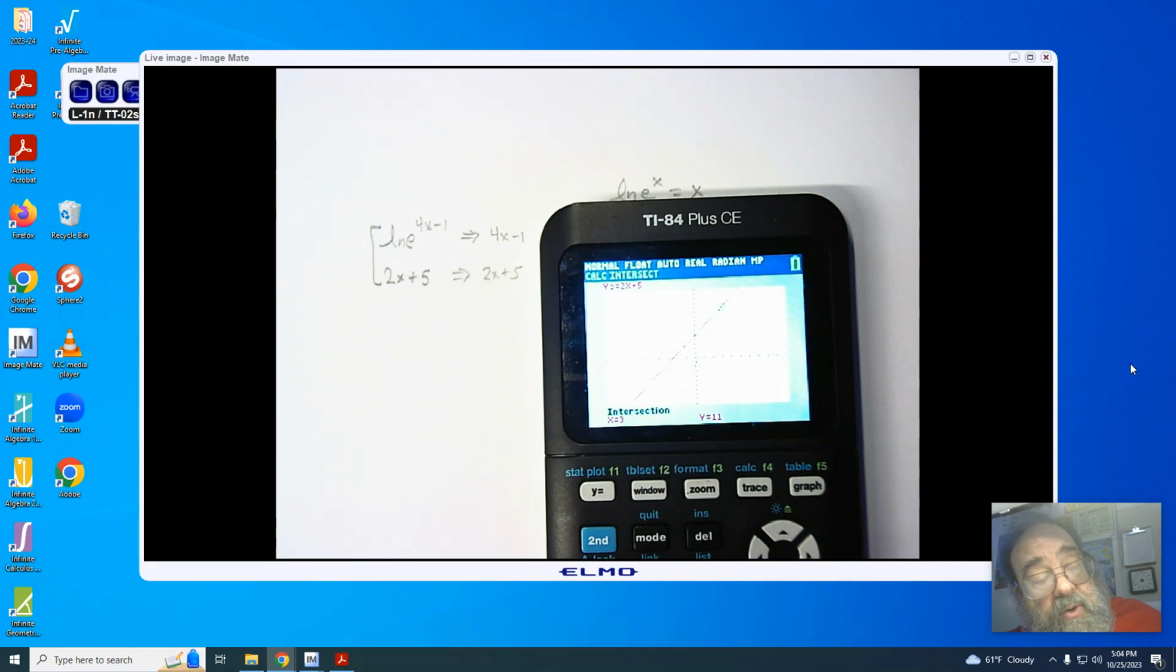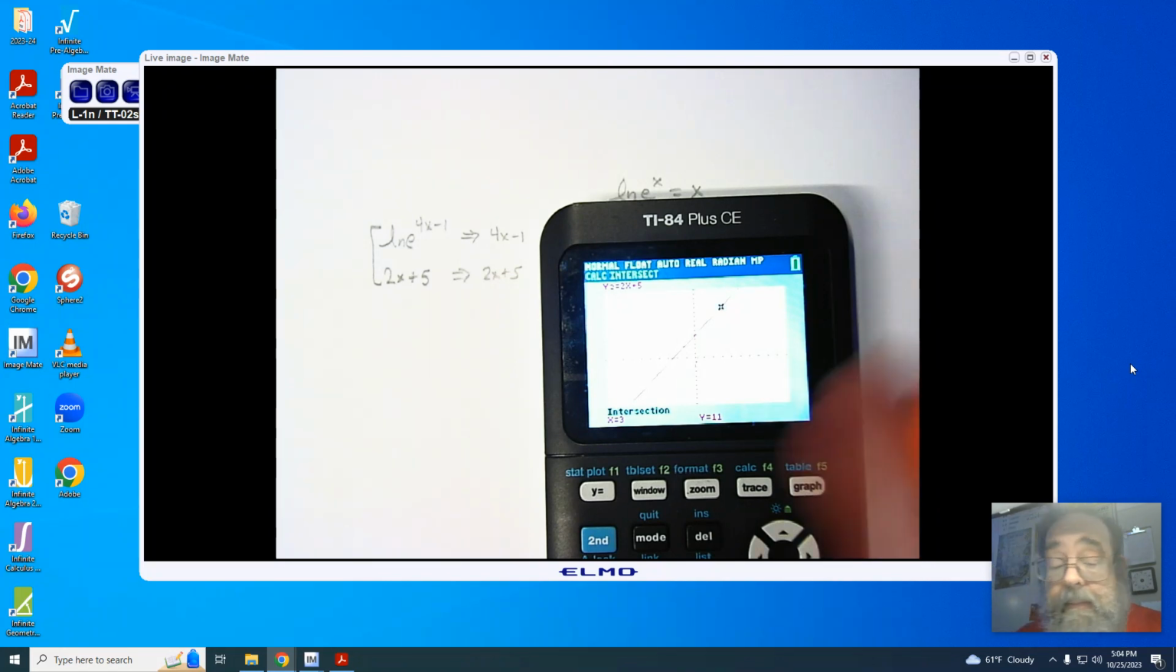So our intersection is located at x equals 3, and the value is 11. Please remember that we do not want to give a point of intersection. We want to state where it is and what the value is. So the intersection is located at 3, and the value of the intersection is 11.